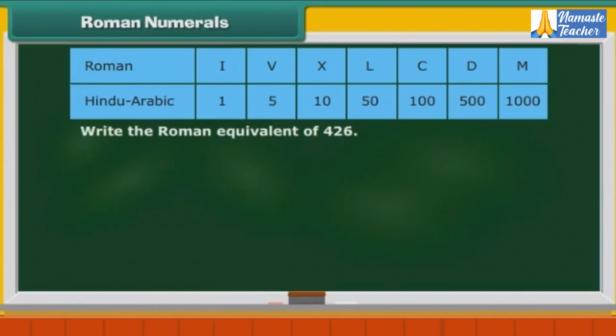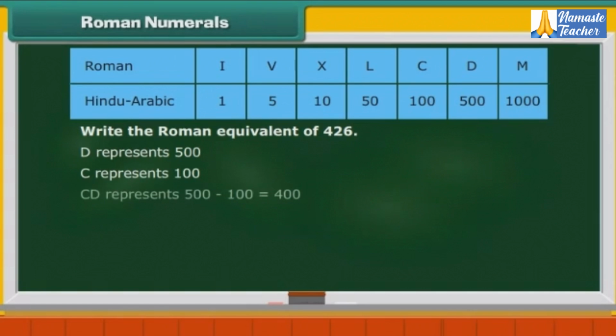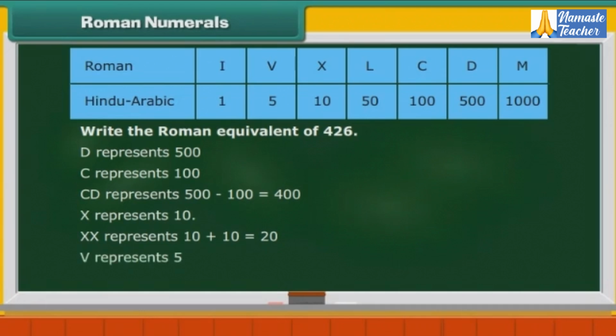Write the Roman equivalent of 426. D represents 500. C represents 100. CD represents 500 minus 100, that is equal to 400. X represents 10. XX represents 10 plus 10, that is equal to 20. V represents 5. VI represents 5 plus 1 is equal to 6. Therefore, 426 is equal to CD XX VI.